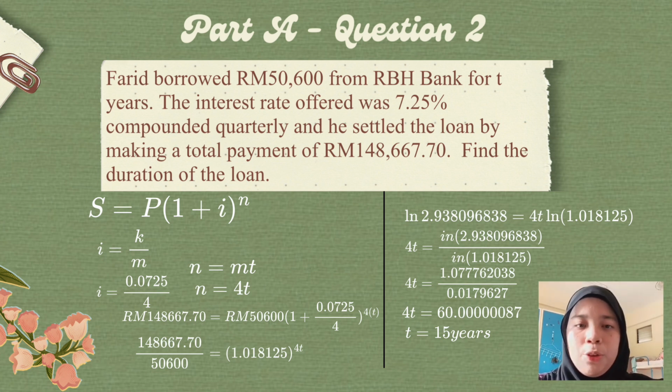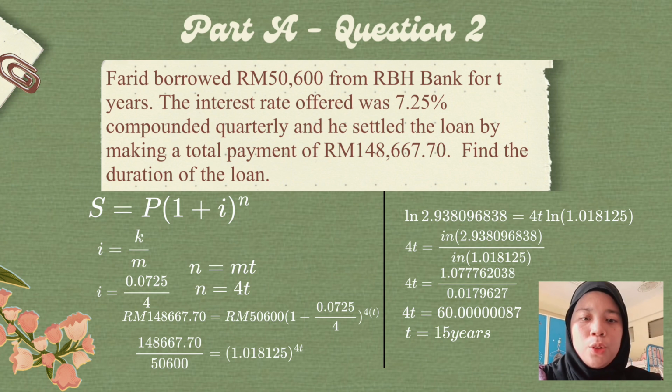So for time, I use natural log. So log 2.93809 equals 40 times log 1.01812. Then I divide both sides and I get 40 equals 60. So T equals 15 years. That means the money needs 15 years to reach the final amount.